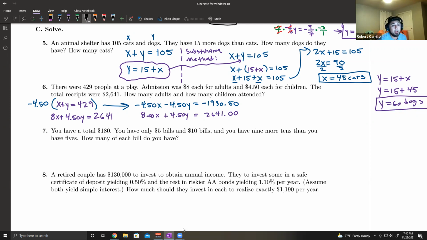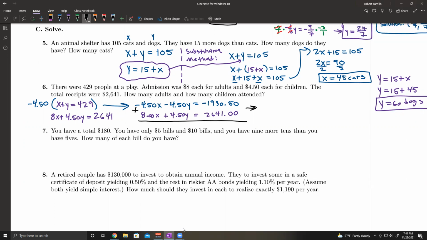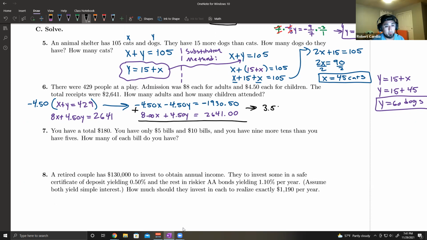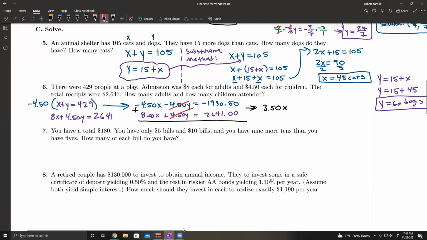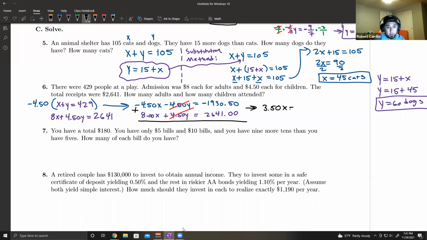Okay. Now let's add these together. And what is negative $4.50 plus $8? 3.50. So we will be left with 3.50x. And what happens to your 4.50y's? Cancel. And then equal to whatever that huge amount of money is.